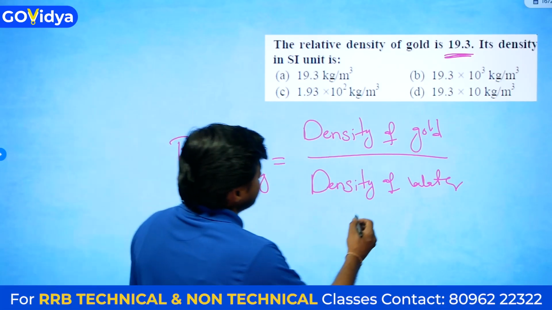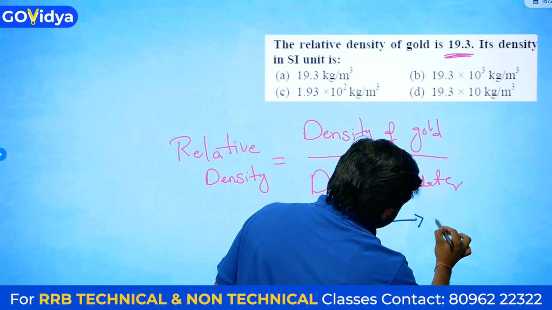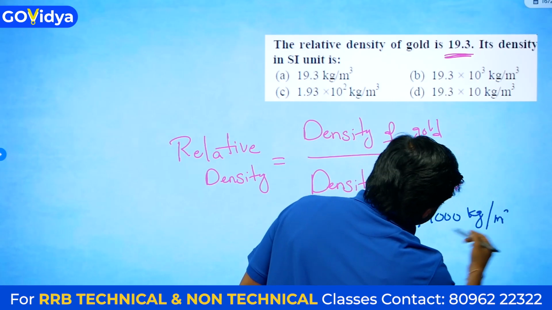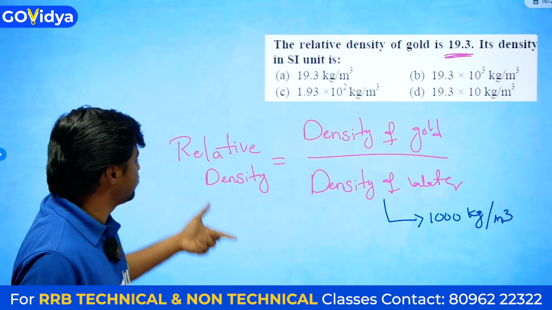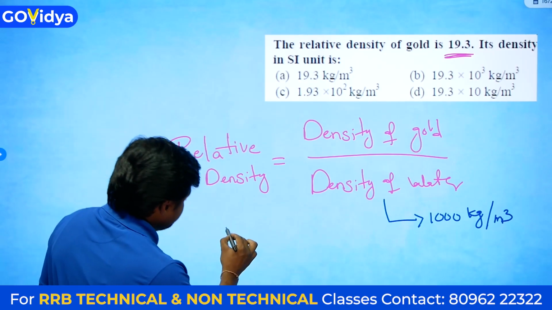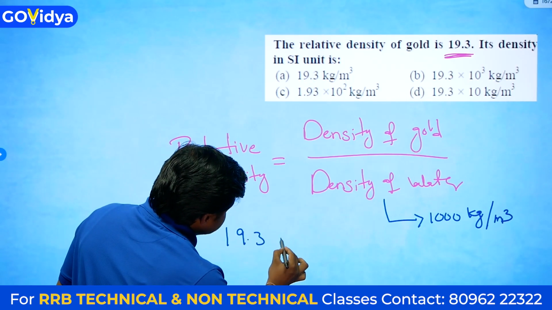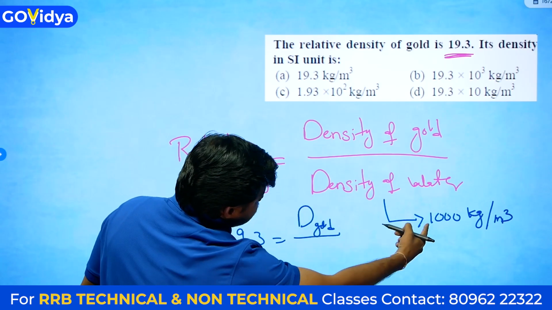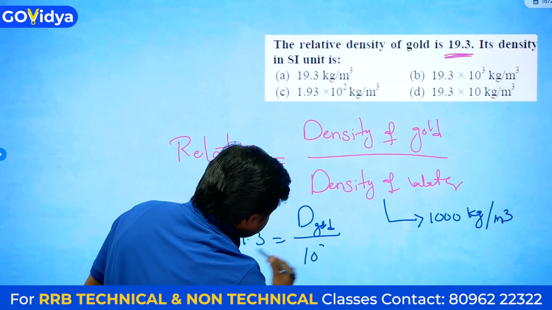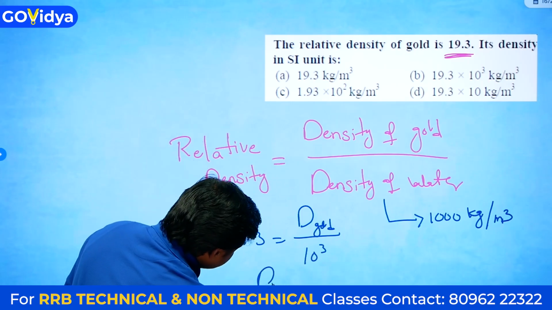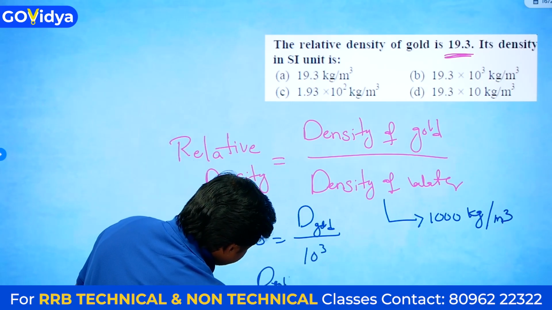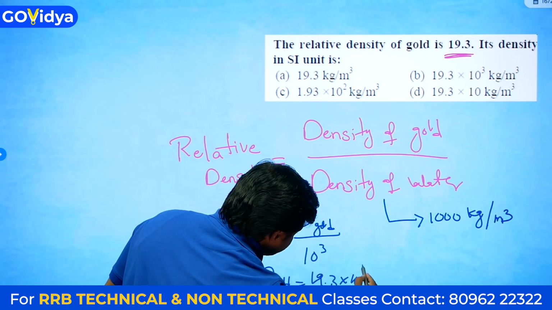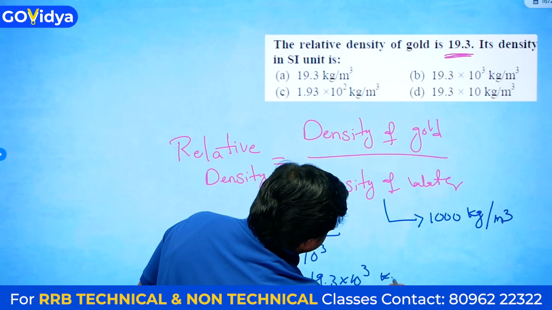We know that density of water is equal to 1000 kg per meter cube. Density of water is 1000 kg per meter cube. Relative density is given as 19.3. 19.3 is equal to density of gold by 1000, we can also write 10 power 3. Okay, from here density of gold is equal to 19.3 into 10 power 3 kg per meter cube.